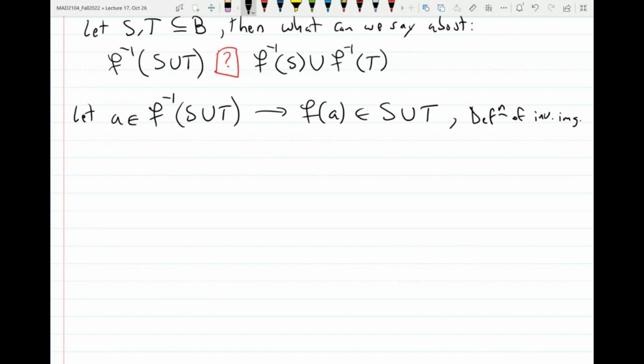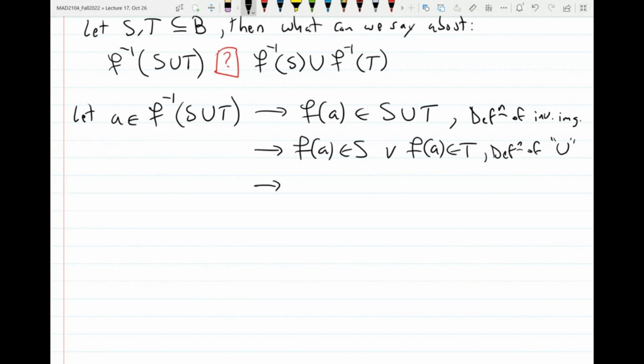Or. This is very important. Okay, so then this means that F of A is in S or in T. I mean, it could be one of the two. We don't know, right? So you have to consider both cases. It's either in S or in T. Here we use definition of union. Yes? All right, now, what can we say? F of A is in S. What does that mean? What can we say about A?